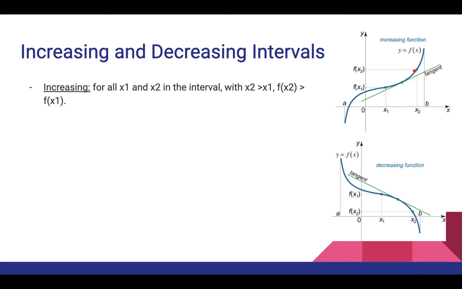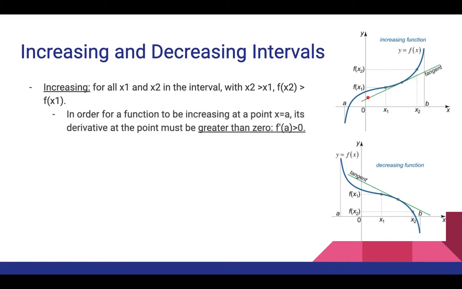So in terms of conditions in calculus, if we look at the slope of the tangent line when a function is increasing, we see that the slope is positive. So what that tells us is that in order for a function to be increasing at a point x equals a, its derivative at the point must be greater than 0. So f prime of a must be greater than 0.